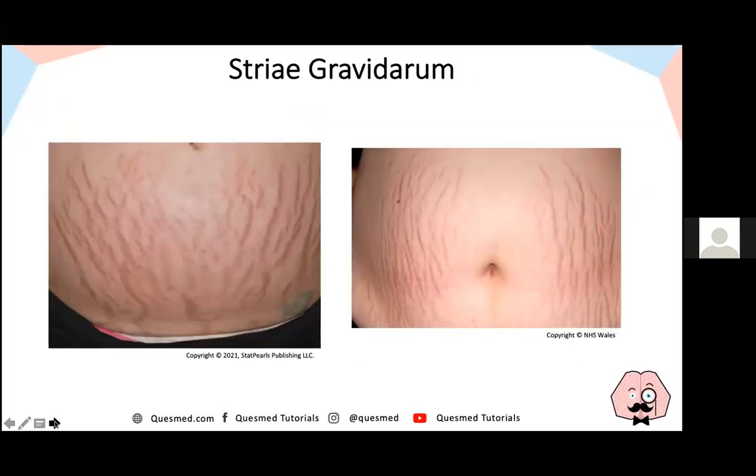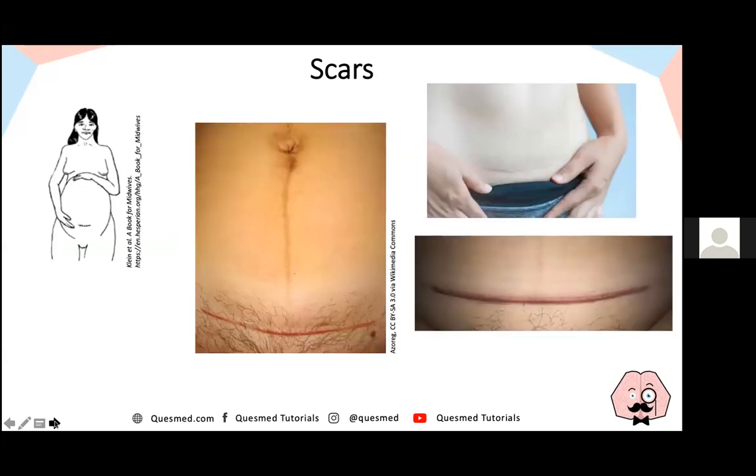Striae gravidarum, that is essentially stretch marks caused by the increasing size of the uterus. And we want to look for scars, particularly C-section scars. And these can be obvious, but these can also be quite well hidden, especially if they're in just that wee crease just above the pubis.